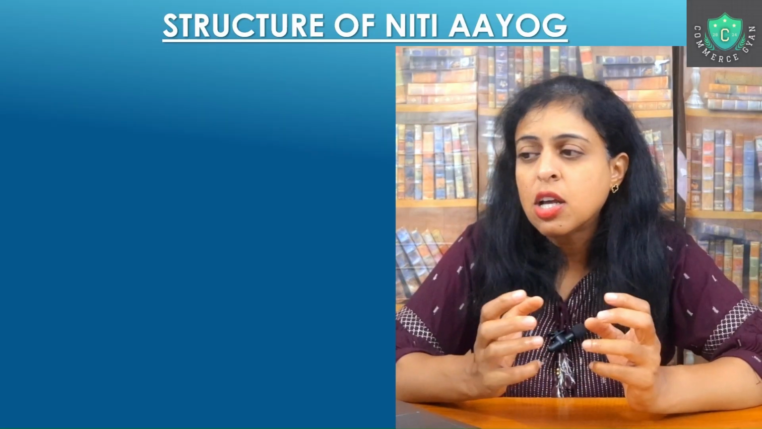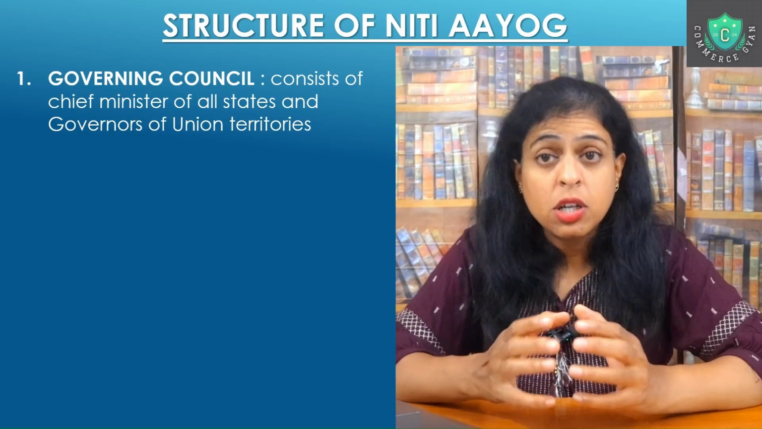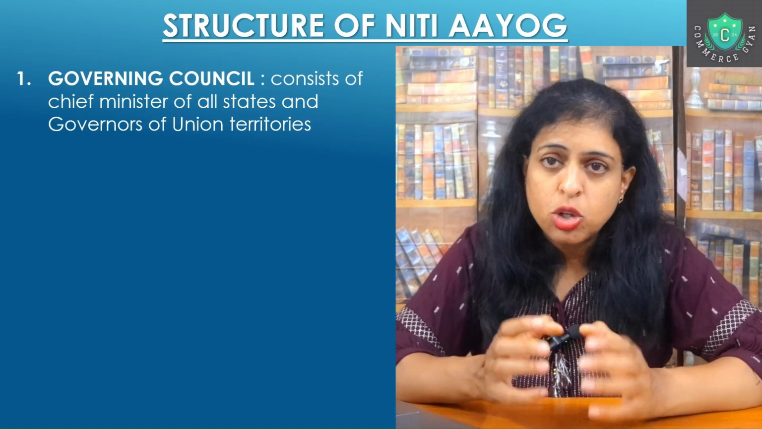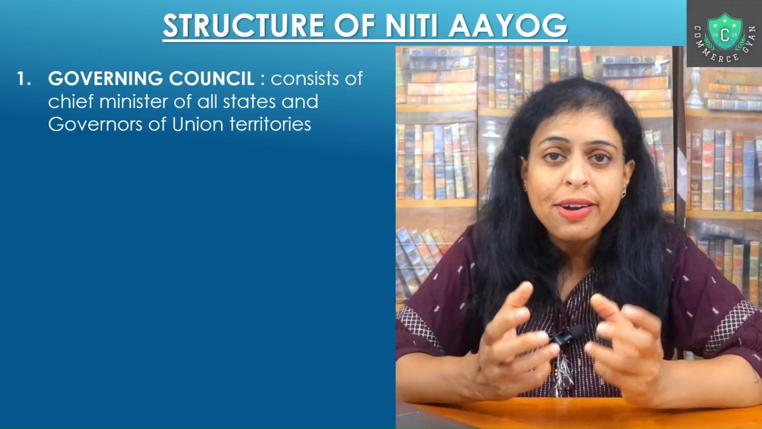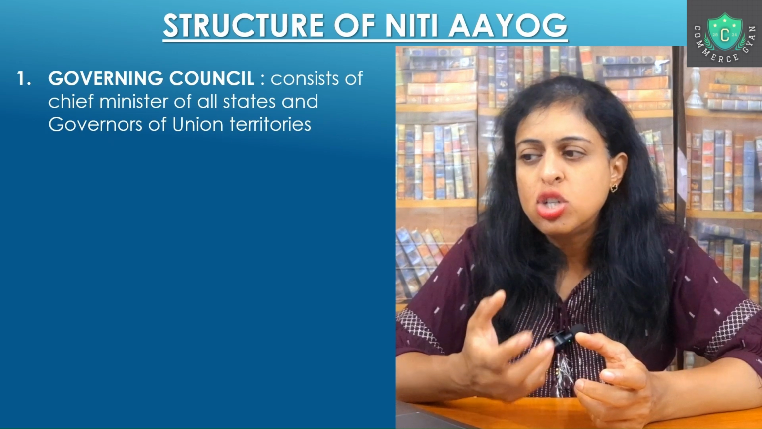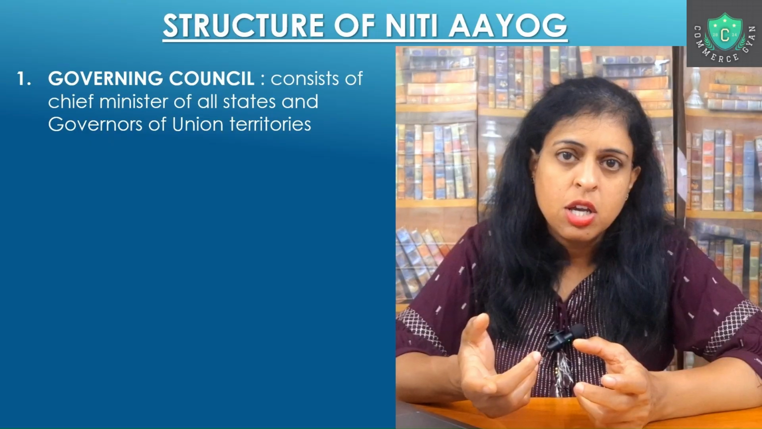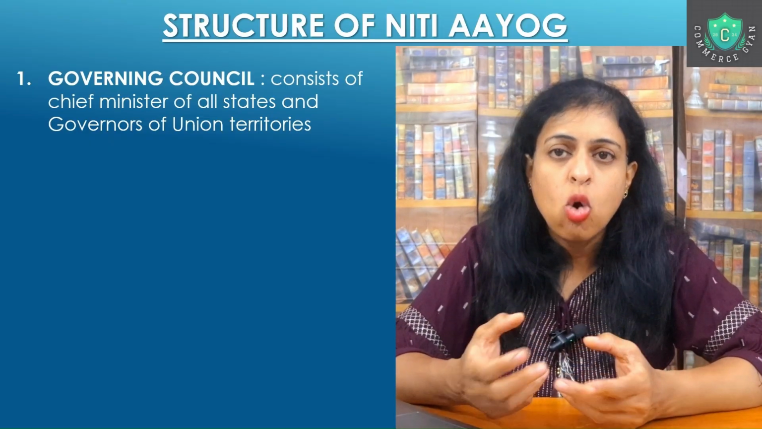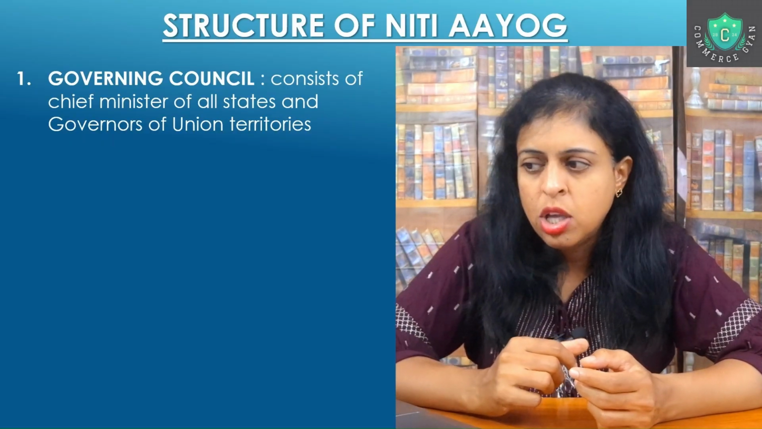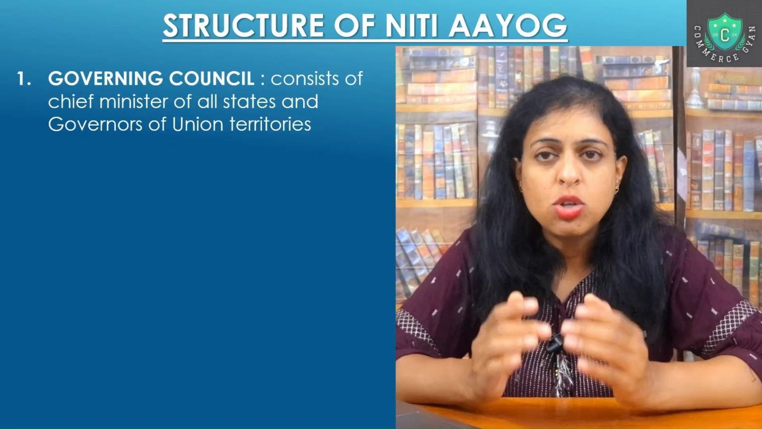The first is the governing council. This consists of the primary members of this NITI Aayog, who were the core team, you could say, in this commission. They were the chief ministers of all states and the governors of union territories. So all chief ministers and all governors of union territories would be heading this NITI Aayog. Then came the regional council. So the governing council was these people.